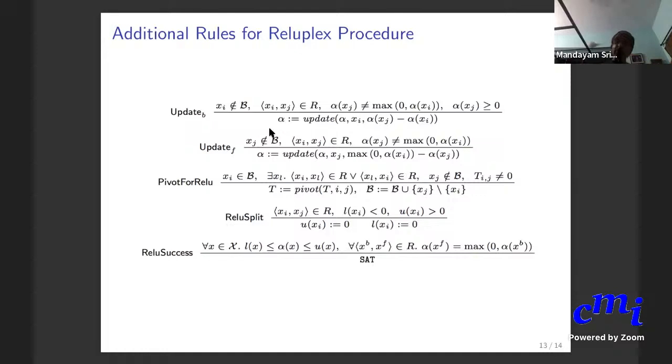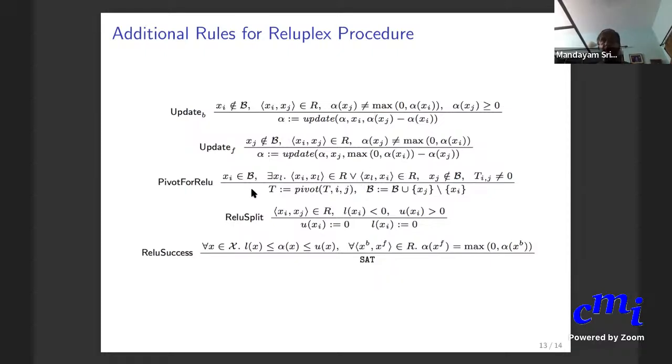So, in order to ensure that you can make progress in that step, which was step 3 in the procedure, I'll show you the procedure again, you may need to pivot one of the forward or the backward variables, which are both basic, and move them to non-basic, so that you can apply these update rules to be able to fix the ReLU pair. That's what is done here.